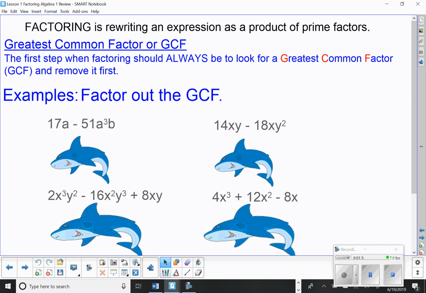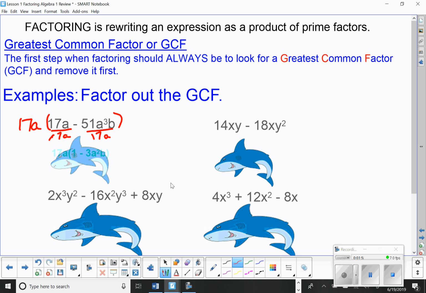So you can sit there and say I've got 17. This is a common factor. And then a and a cubed. A is also a common factor. So I'm going to divide 17a out of both of these, and I wind up with 17a times 1 minus 3a squared b.